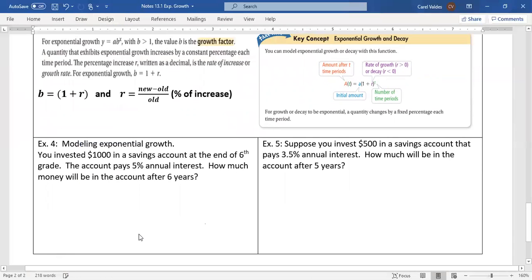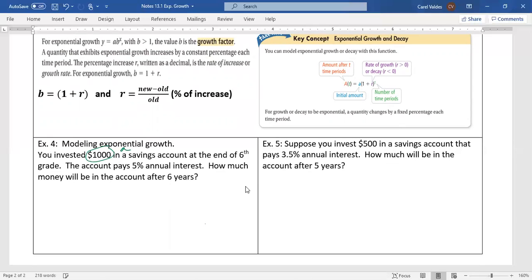So on this one right here, you invested $1,000 in a savings account at the end of the 6th grade. The account pays 5% annual interest. How much money will be in the account after 6 years? So we've got the initial amount. This is your initial amount. This is your a value.